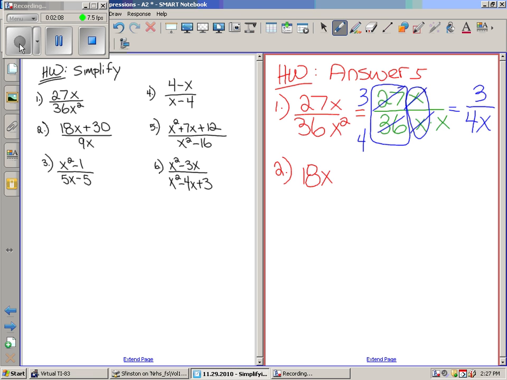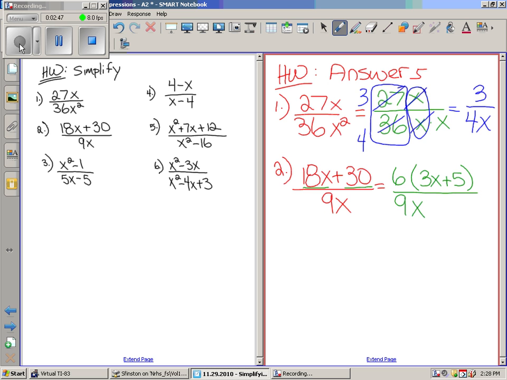So 18x plus 30 over 9x. Now for this particular problem, you have to say to yourself, what is the greatest common factor of 18x and 30? 6. And let's pull 6 out. 18 divided by 6 is 3x. 30 divided by 6 is 5. And on the bottom we have 9x.